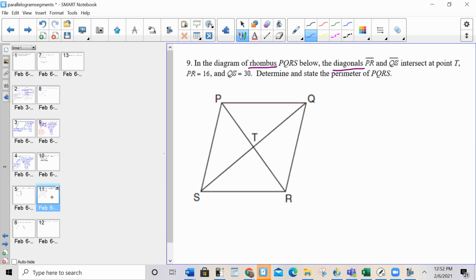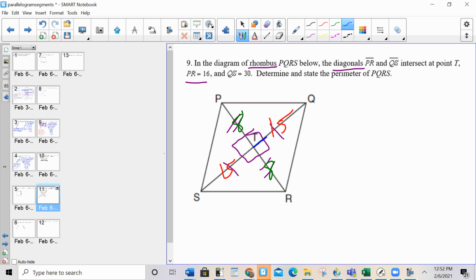So the diagonals are perpendicular, and the diagonals bisect each other. So if PR is 16, then that means that each half is 8 and 8, and if QS is 30, that means that each half is 15.